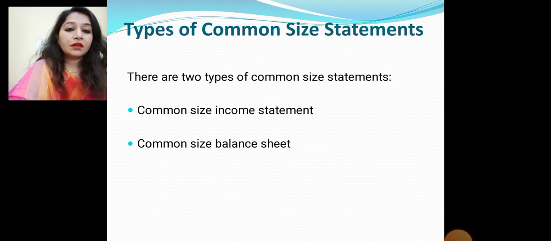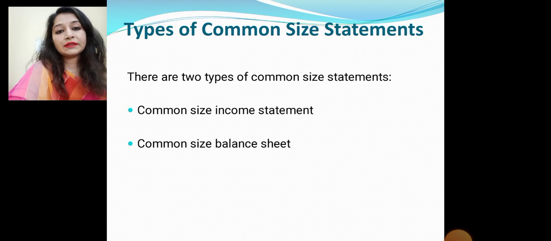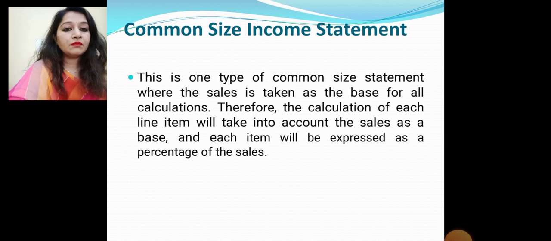There are two main types of common size statement. One is common size income statement, and the next one is common size balance sheet. Firstly, common size income statement. This is one type of common size statement where the sale is taken as a base for all calculation. Therefore, the calculation of each line item will take into account the sales as a base, and each item will be expressed as a percentage of sales.